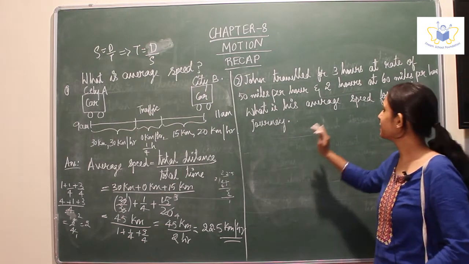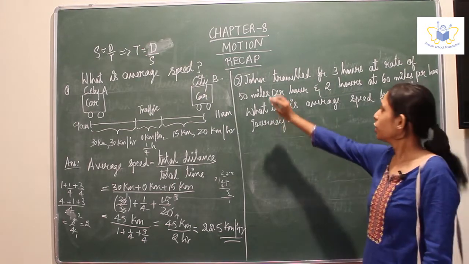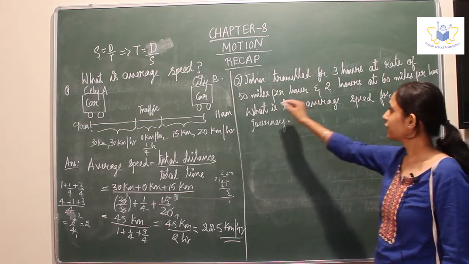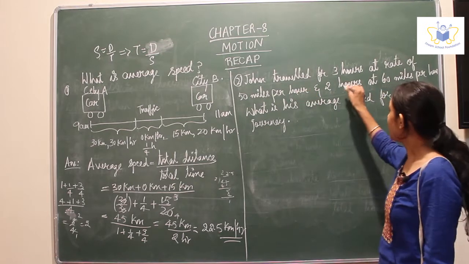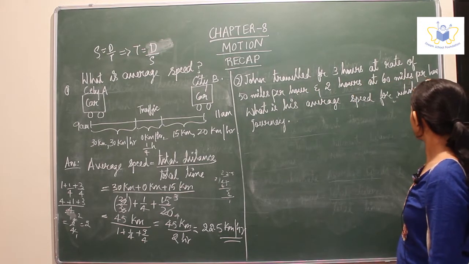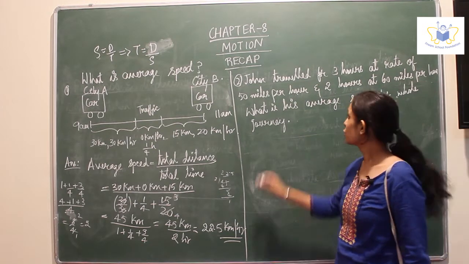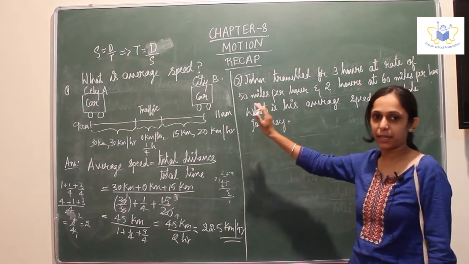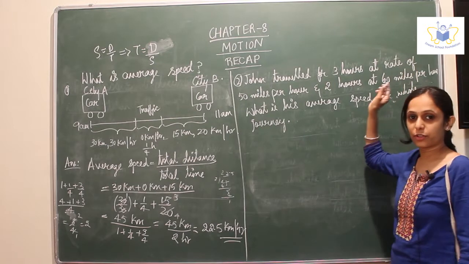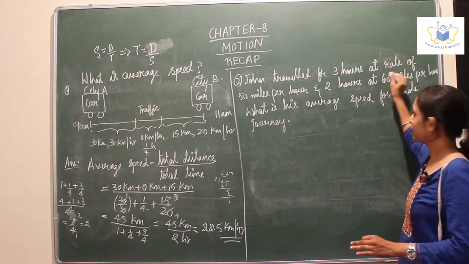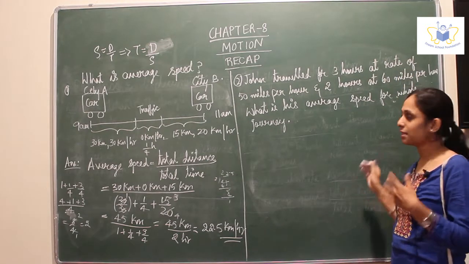Okay, so let me teach you the second problem. John traveled for 3 hours at the rate of 50 miles per hour and 2 hours at a rate of 60 miles per hour. So what is his average speed for the whole journey? Miles per hour is nothing but speed. Don't get confused if you see rate in your question. That doesn't mean it's a new problem. Rate is nothing but speed.